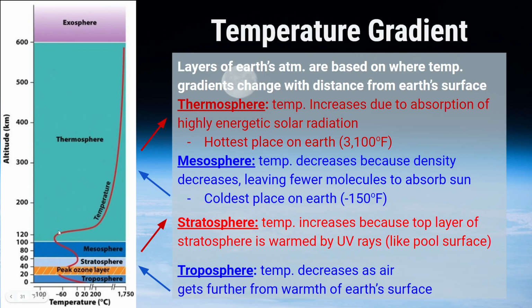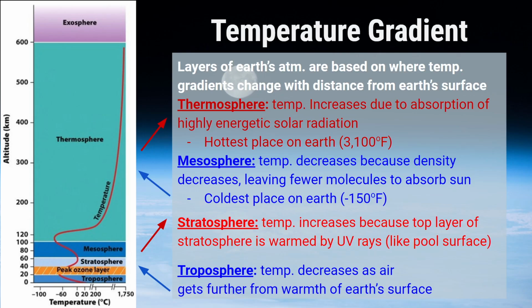Then we get to the thermosphere, where we are getting closer and closer to the sun, and because this layer is absorbing some very high energy UV rays and X-rays, this is going to cause it to heat up dramatically, up to temperatures as high as 3,100 degrees Fahrenheit.